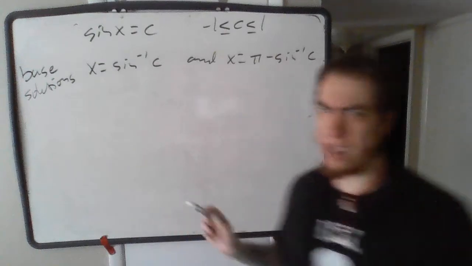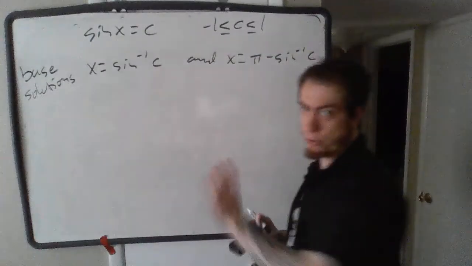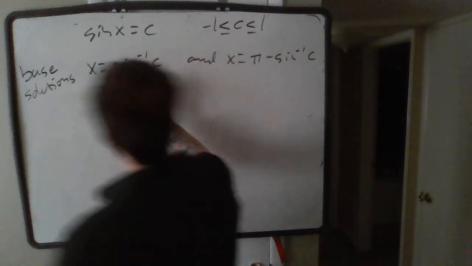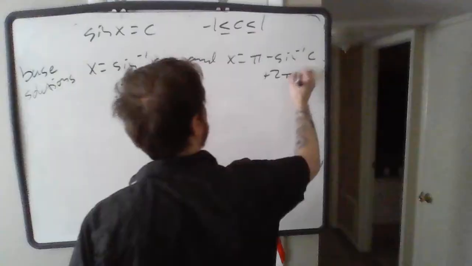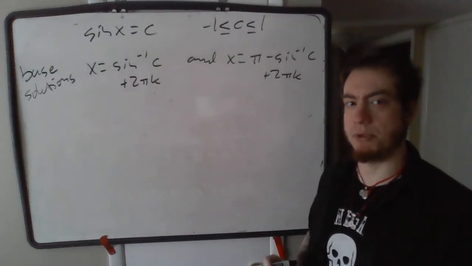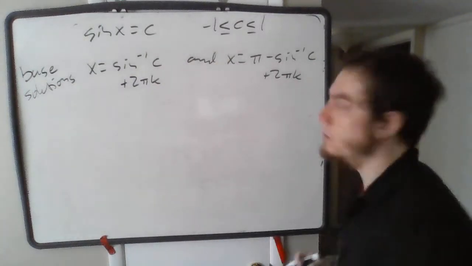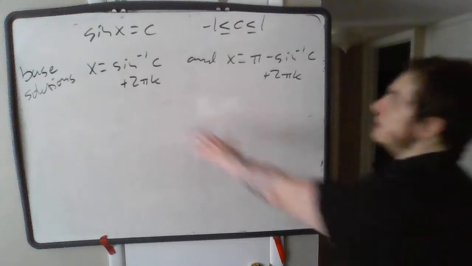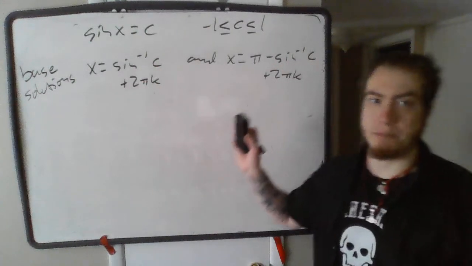Which is just kind of what I call them. I don't think that's an official name for them, but I like to think of these as our basic solutions over one cycle. And then you have to add 2 pi k to each of these, because you could shift all of these things over by multiples of 2 pi, and those would still be solutions, okay? So we do need to remember these are the basic solutions, and then you can always shift them by the period.